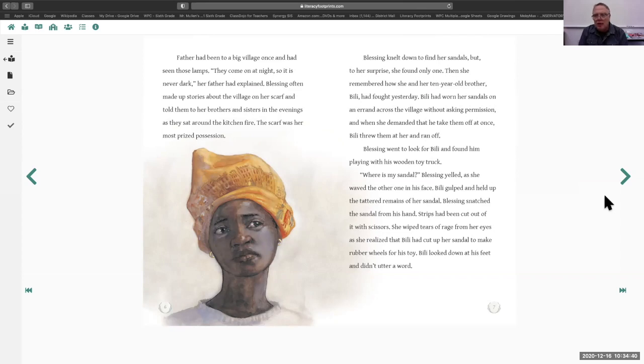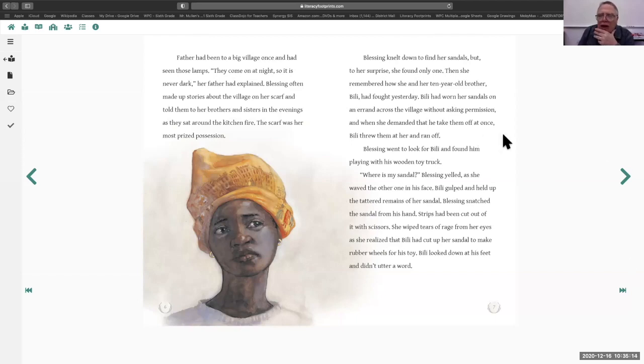Blessing went to look for Billy and found him playing with his wooden toy truck. "Where's my sandal?" Blessing yelled as she waved the other one in his face. Billy gulped and held up the tattered remains of her sandal. Blessing snatched the sandal from his hand. Strips had been cut out of it with scissors. She wiped tears of rage from her eyes as she realized that Billy had cut up her sandal to make rubber wheels for his toy. Billy looked down at his feet and didn't utter a word.